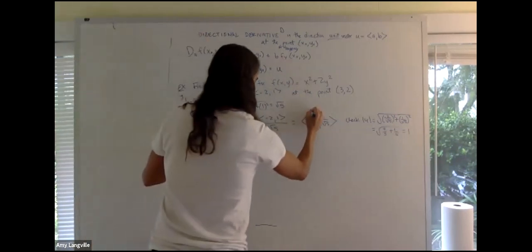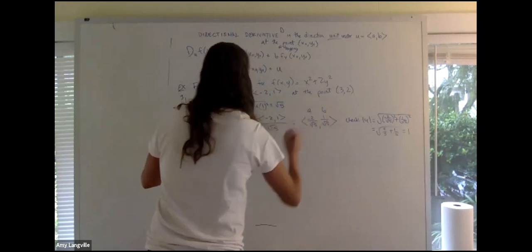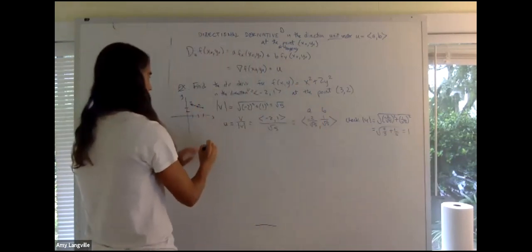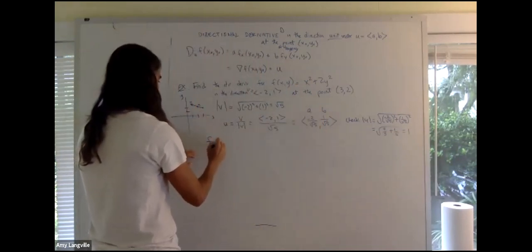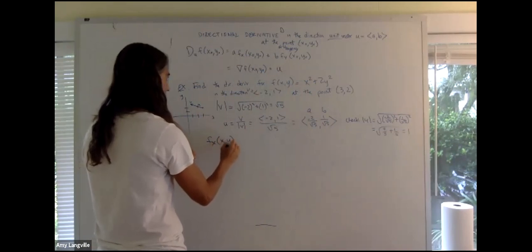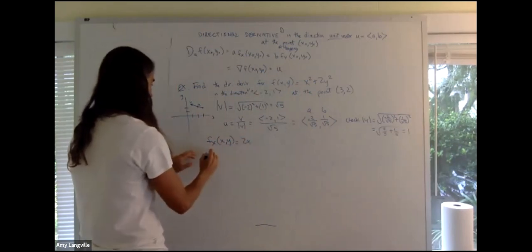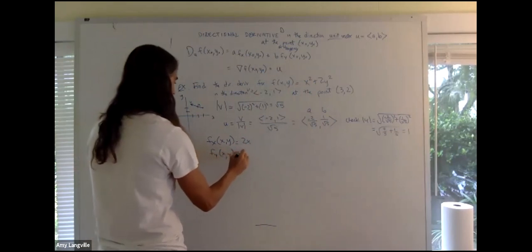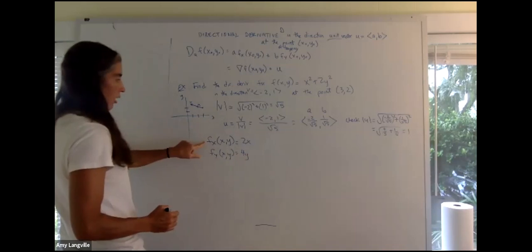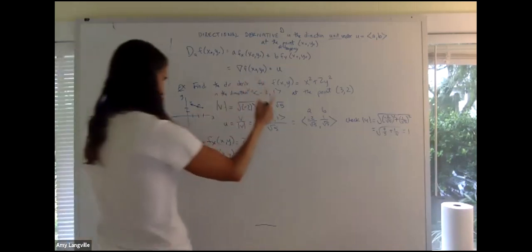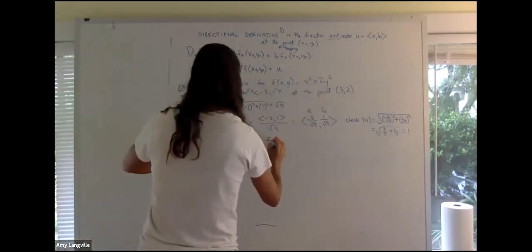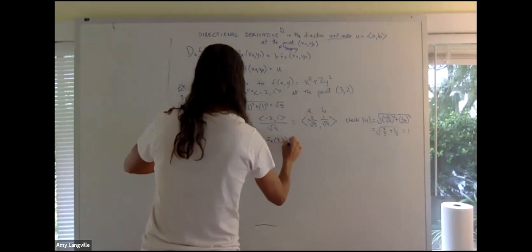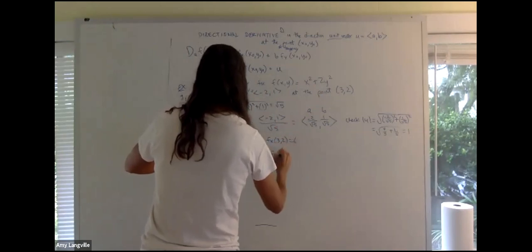So this is your a, this is your b. Last piece of the puzzle we need is to get our partials. So f sub x for any xy, easy one, 2x. f sub y for any xy, another easy one, 4y. Evaluate that at the point of tangency, which is 3, 2. So f sub x at 3, 2 is 6. f sub y at 3, 2 is 8.